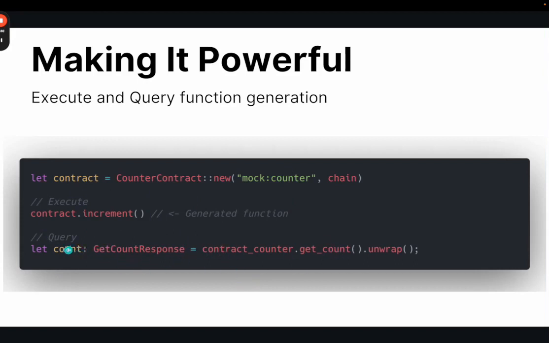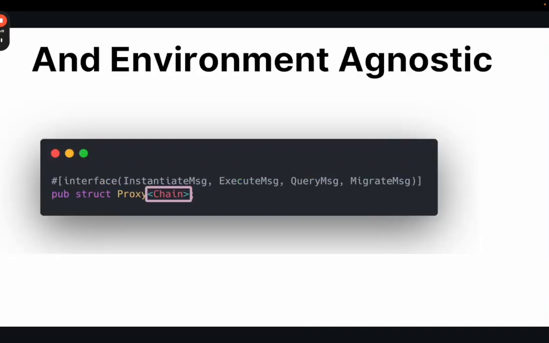And this works with the query messages as well. We're calling getCount, and the return type for that query message is actually strongly typed. So we declare it here, but this return type is strongly typed, and it knows about the return type for that function, which means that you as a dev have a much more easy way of interacting with the contracts.